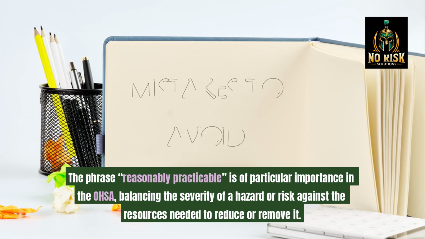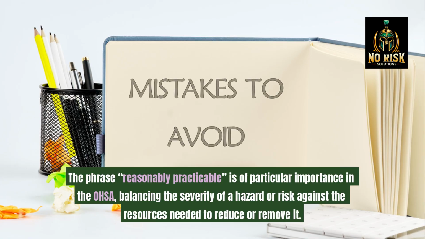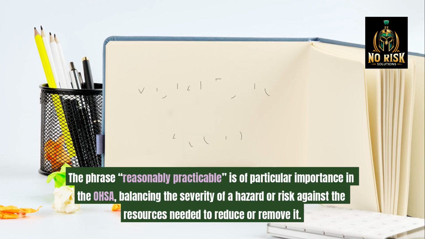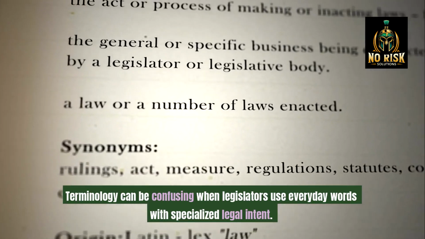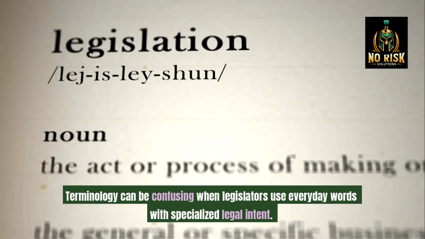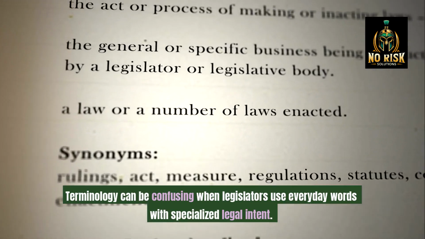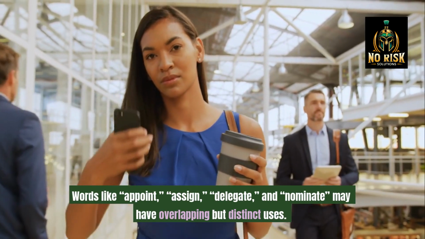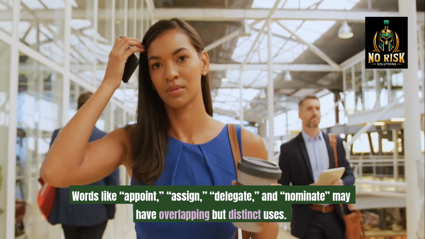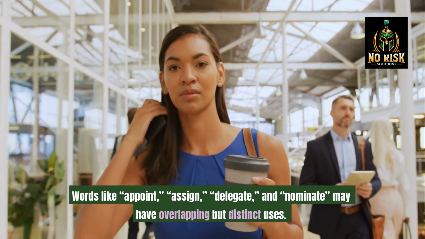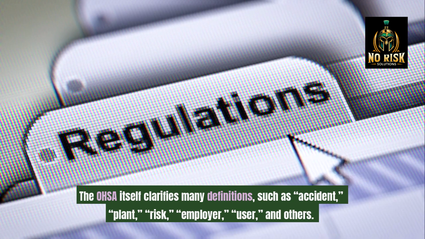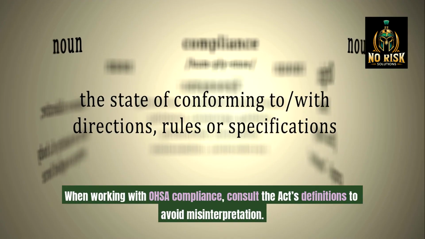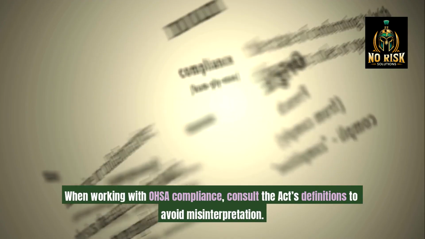The phrase reasonably practicable is of particular importance in the OHSA, balancing the severity of a hazard or risk against the resources needed to reduce or remove it. Terminology can be confusing when legislators use everyday words with specialized legal intent. Words like appoint, assign, delegate, and nominate may have overlapping but distinct uses. The OHSA itself clarifies many definitions such as accident, plant, risk, employer, user, and others. When working with OHSA compliance, consult the Act's definitions to avoid misinterpretation.